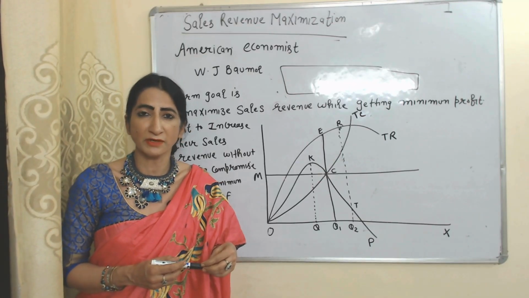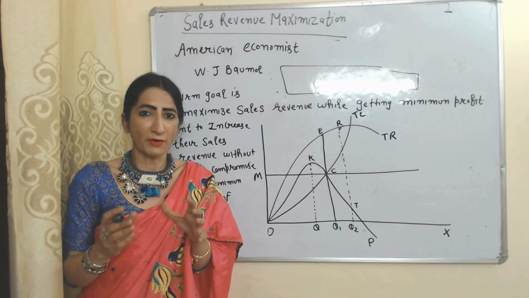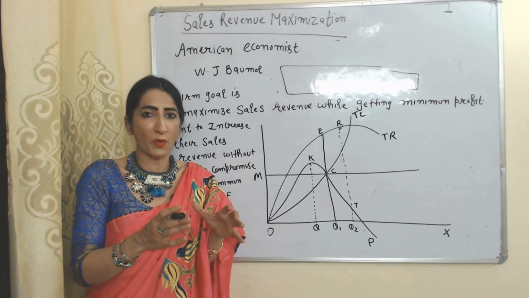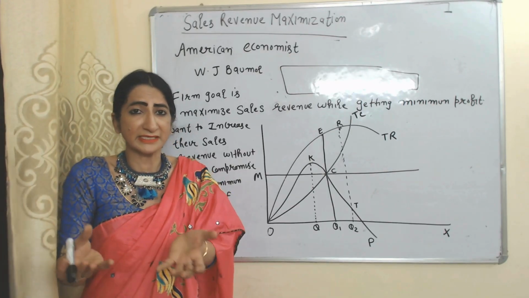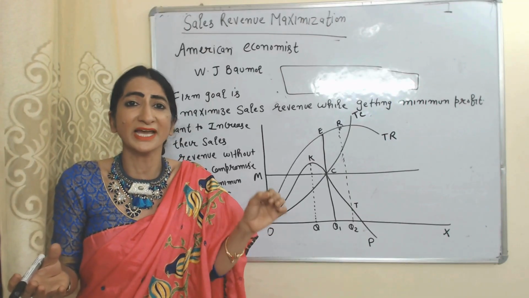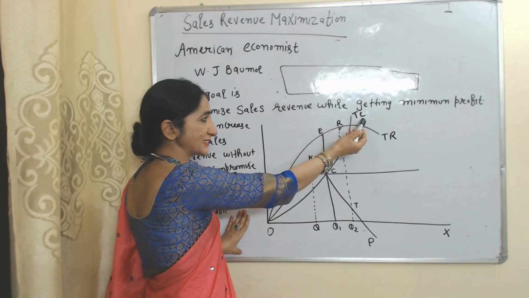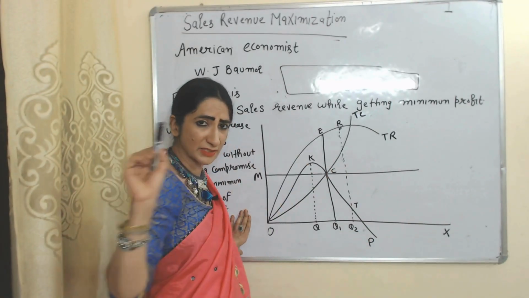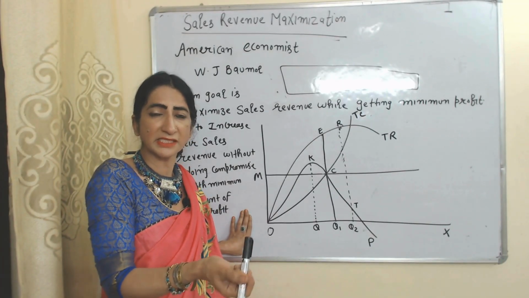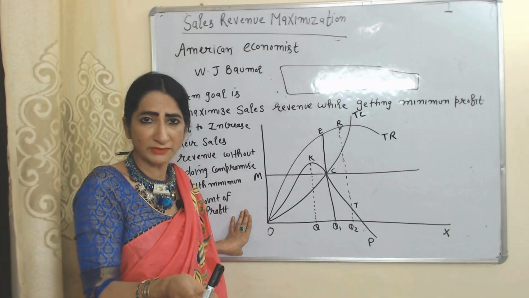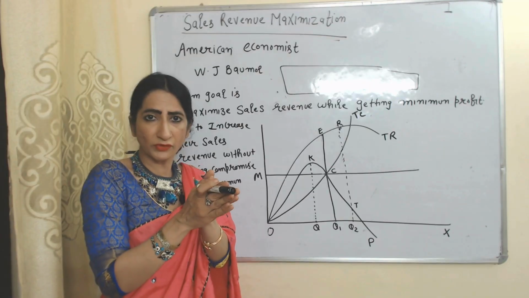This objective is given by American economist W.J. Baumol. According to him, firm wants to maximize their sales revenue while getting minimum amount of profit. That means the firm wants to increase their sales revenue but without any compromise with minimum amount of profit. Here you can see this one is our TC curve, this is TR curve, this is profit curve as we earlier discussed. According to this objective, firm wants to increase their sales revenue but without any compromise with minimum amount of profit. That's why first of all we will set our minimum amount of profit.